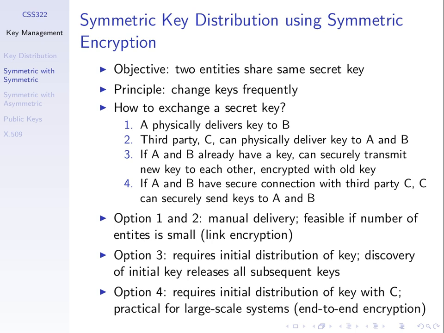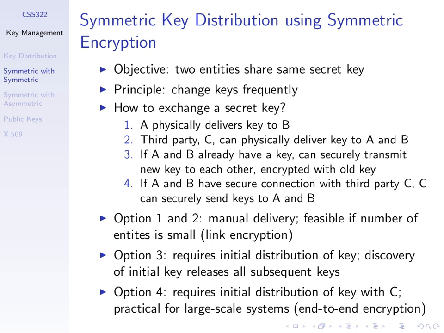We'll talk a little bit shortly about how we can use different levels of keys as well. So how do we exchange a secret? Diffie-Hellman was one example. The Diffie-Hellman algorithm exchanged a secret. Basic approaches: deliver the key physically.